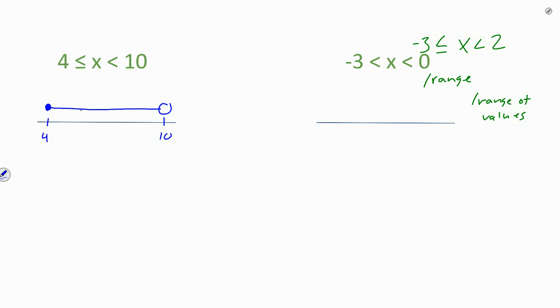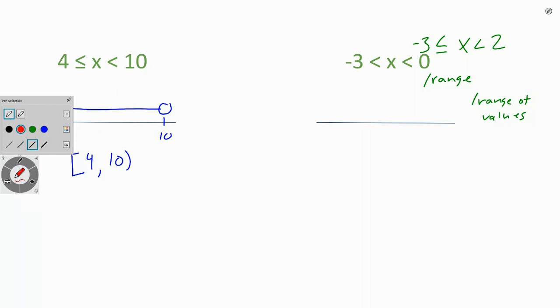So this is what that compound inequality would look like. We're saying x is between 4 and 10, and we're including 4. So to say this in interval notation, we would start with a bracket, because 4 is part of the solution. So we would say bracket 4, comma, and then afterwards we would put 10 with the parenthesis because 10 is not included.